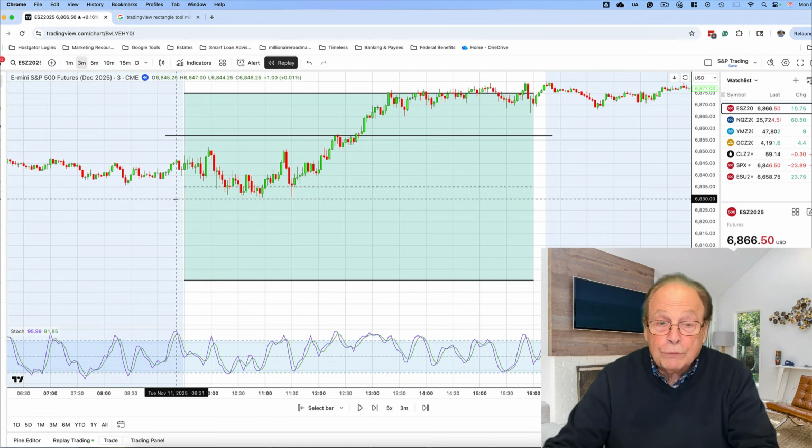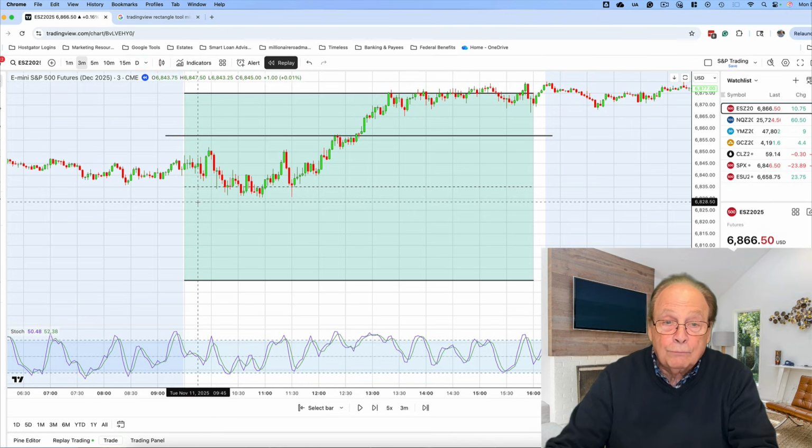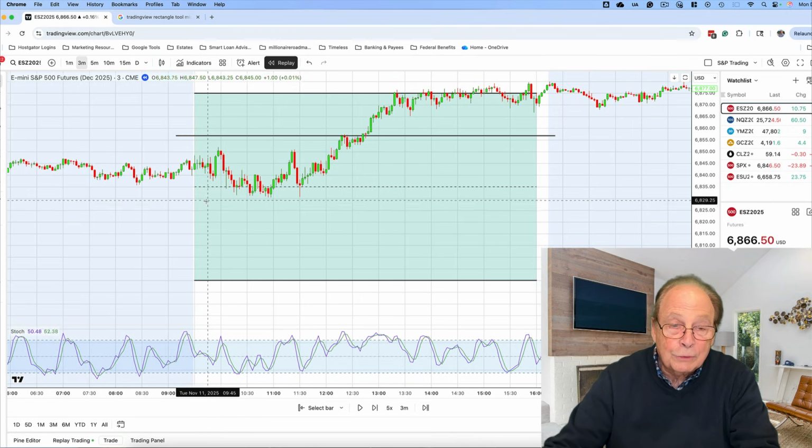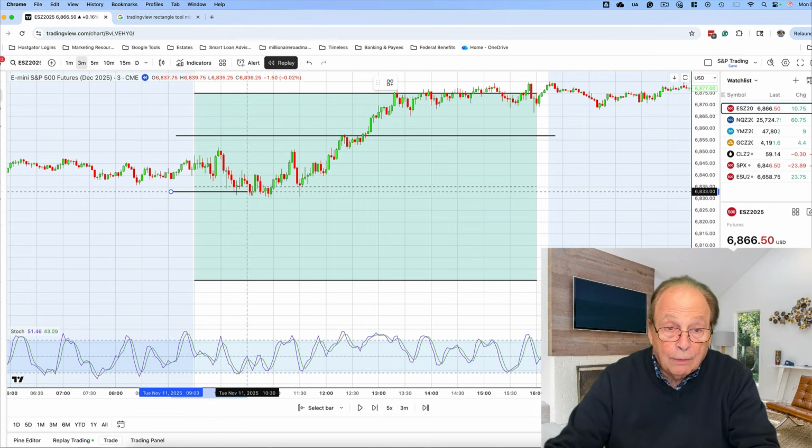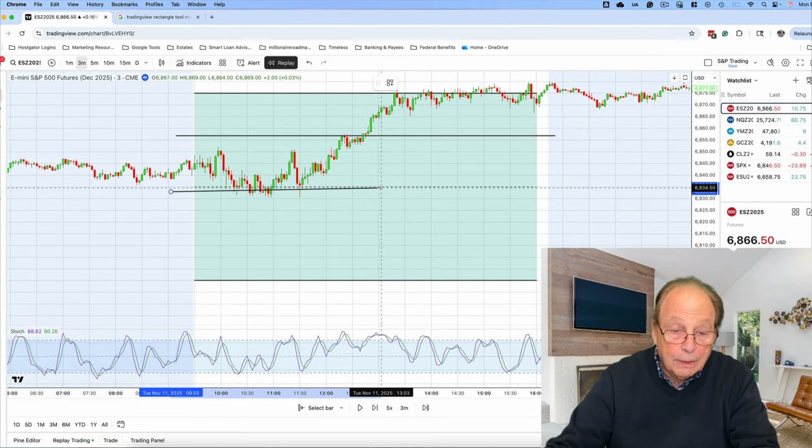You can also look for something else. What else is there to look for? Well, how about support and resistance, okay? Let me draw a horizontal line here.